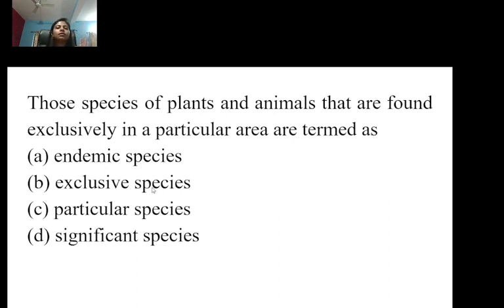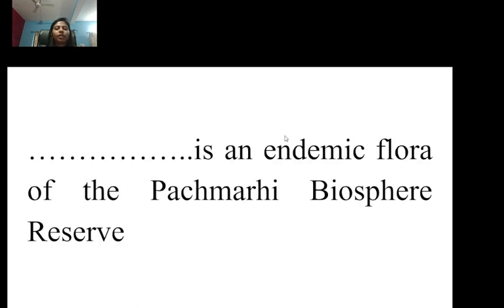So students, the answer is endemic species. Those species of plants and animals that are found exclusively in a particular area are termed as endemic species. Okay? Yes. Now, dash is an endemic flora of the Panchmari Biosphere Reserve.